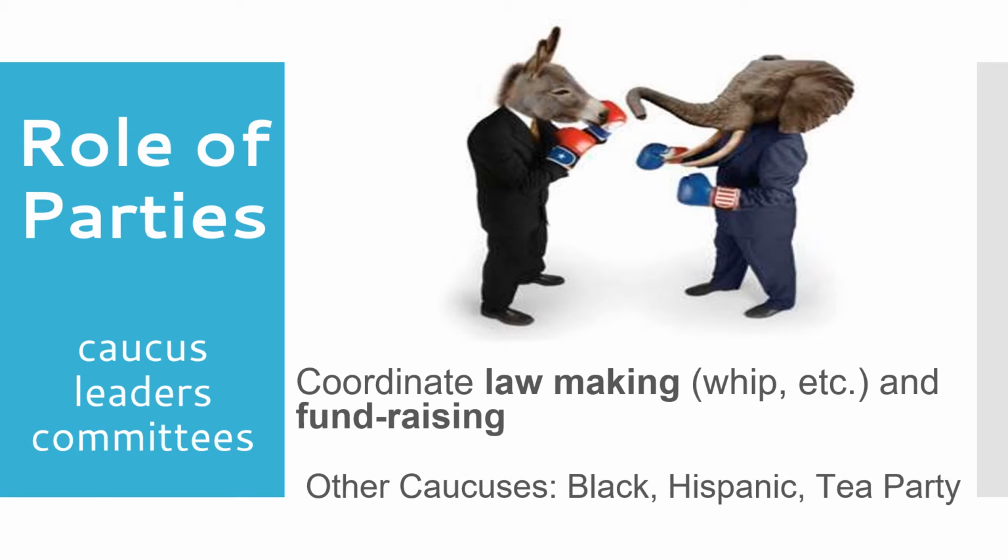So parties help to coordinate lawmaking, try and get, again, everyone within the party voting in the same thing. As we talked about during the party chapter, right, they also do a lot of fundraising and help in that regard as well. There are other types of caucuses, since caucuses are basically just any sort of group that has a similar commonality, common goal. So there are other types of caucuses, but the party caucuses are the main ones that sort of run the legislative branch.